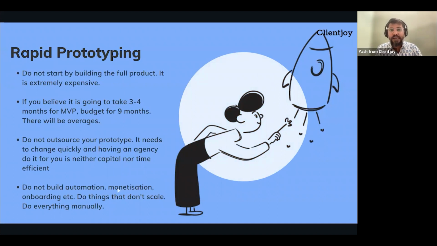Building a full product is the most expensive way of going about achieving product market fit, right? If you have that sort of money, which is what we call FU money, then please go ahead and do it. But if not, then please don't, right? So do not start by building the full product. It's super expensive. No matter how much experience you have in the market, doesn't matter what your background is, doesn't matter how strong your convictions are, doesn't matter how passionately you feel about the problem. Don't start by building the full product.